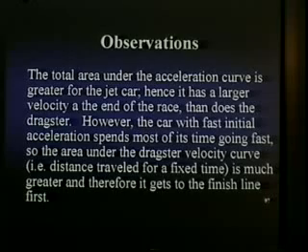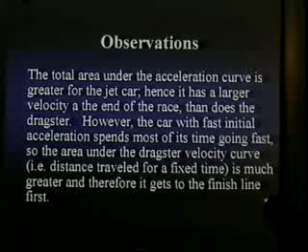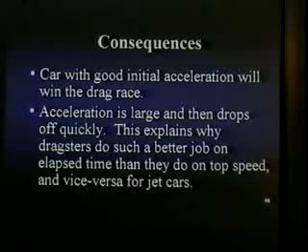So the total area under the acceleration curve is greater for the jet car. Hence, it has a larger velocity at the end of the race than does the dragster. However, the car with fast initial acceleration spends most of the time going fast. So the area under the dragster velocity curve, i.e. distance traveled for a fixed time, is much greater, and therefore it gets to the finish line first. That's a fundamental point right there. Of course, what we do is get out first. So a car with good initial acceleration will win the drag race.